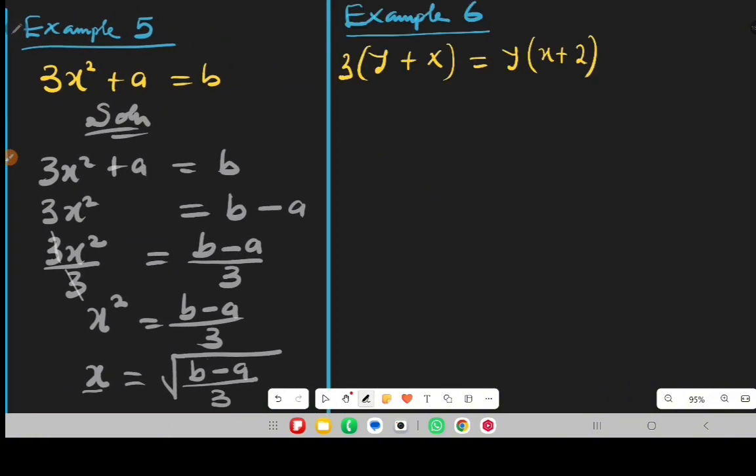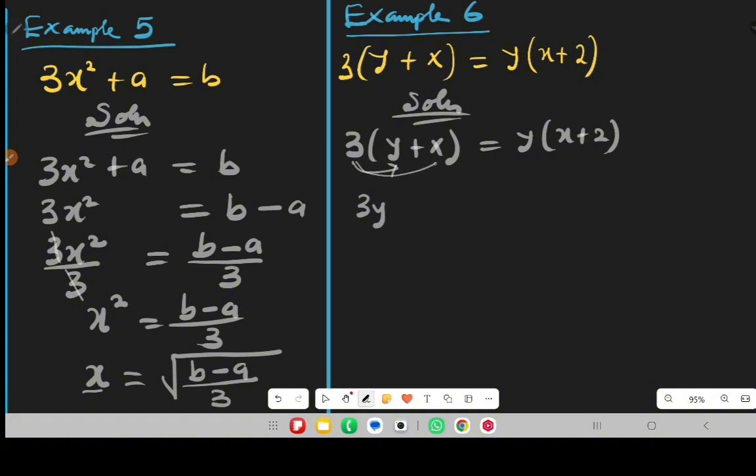Now we take the last example, which is example 7. Example 7 looks more complex than the others. We say solution. First we write 3 into y plus x equals y into x plus 2. First, we open the brackets from both sides. We have 3 times y gives us 3y, and 3 times x gives us plus 3x, equals y times x gives us xy, and y times 2 gives us 2y.